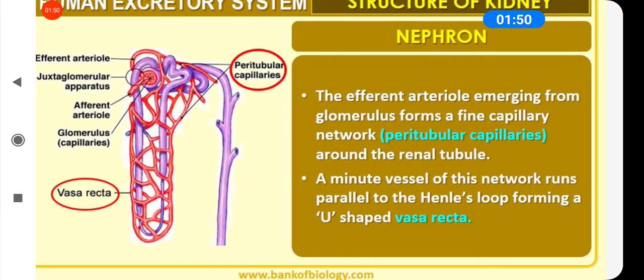You can see one more structure over here which is called the juxtaglomerular apparatus. Juxtaglomerular apparatus is present in the afferent arteriole. We will be discussing its role later on, what this JGA is. This is called the JGA, juxtaglomerular apparatus.